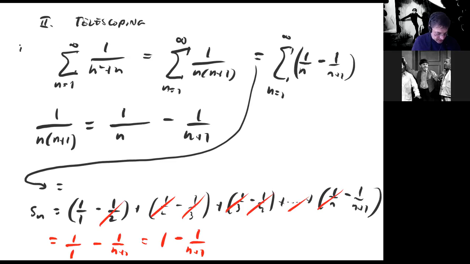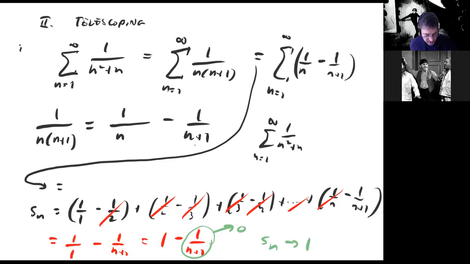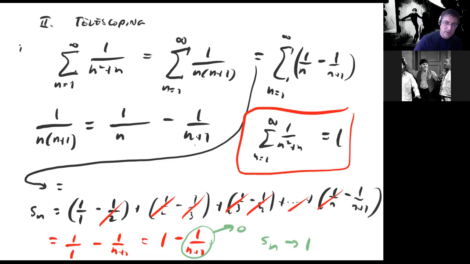Now what happens as n goes to infinity? As n goes to infinity, this term gets whittled away. It goes to 0. Therefore, the S_n approach 1. So the telescoping series, the summation of 1 over n squared plus n from 1 to infinity, has the sum 1. Nice result.